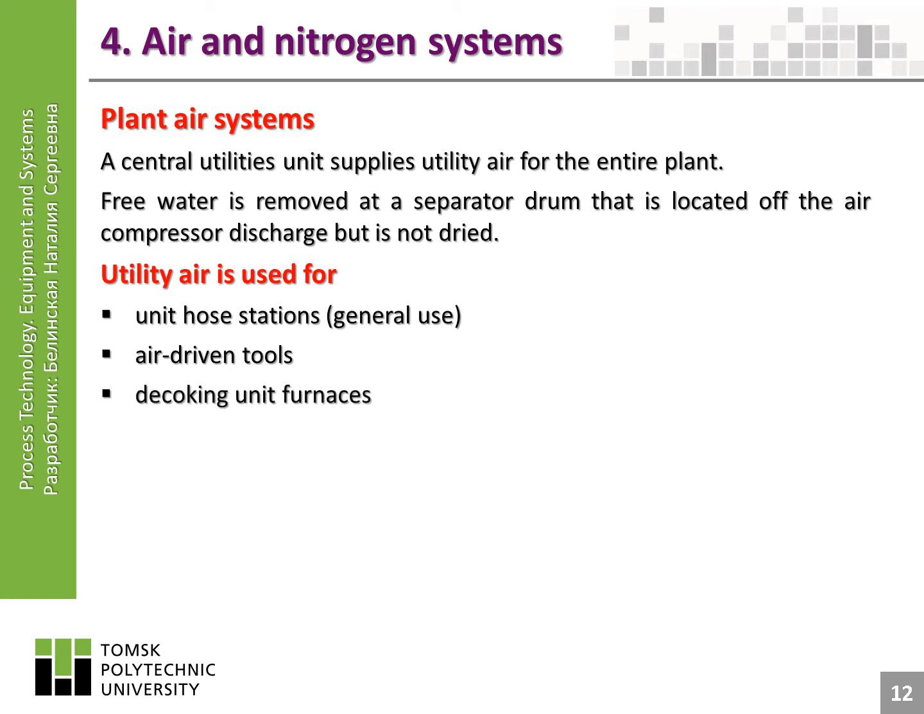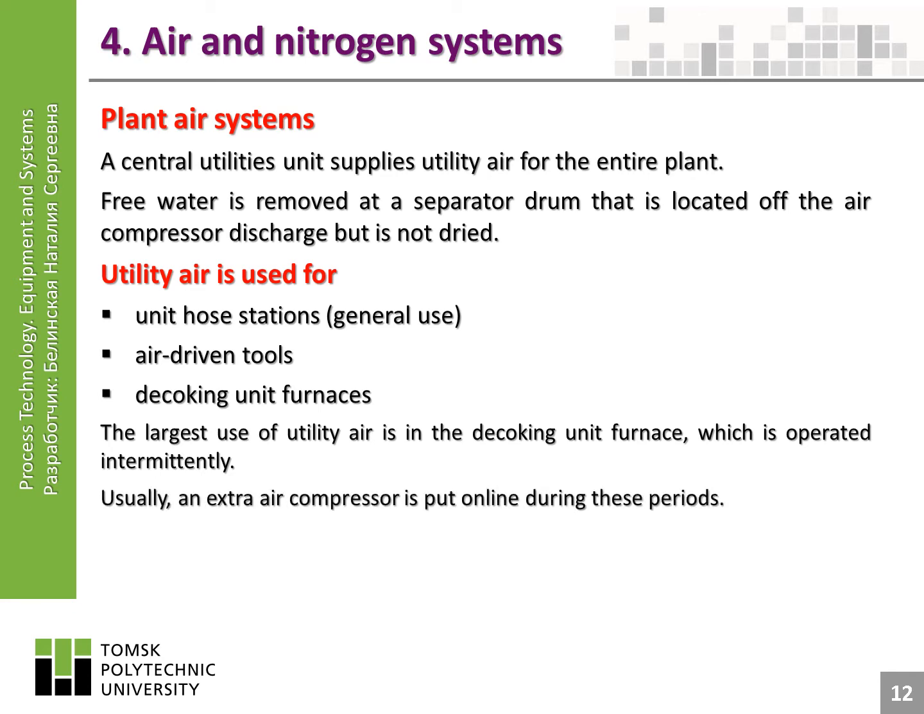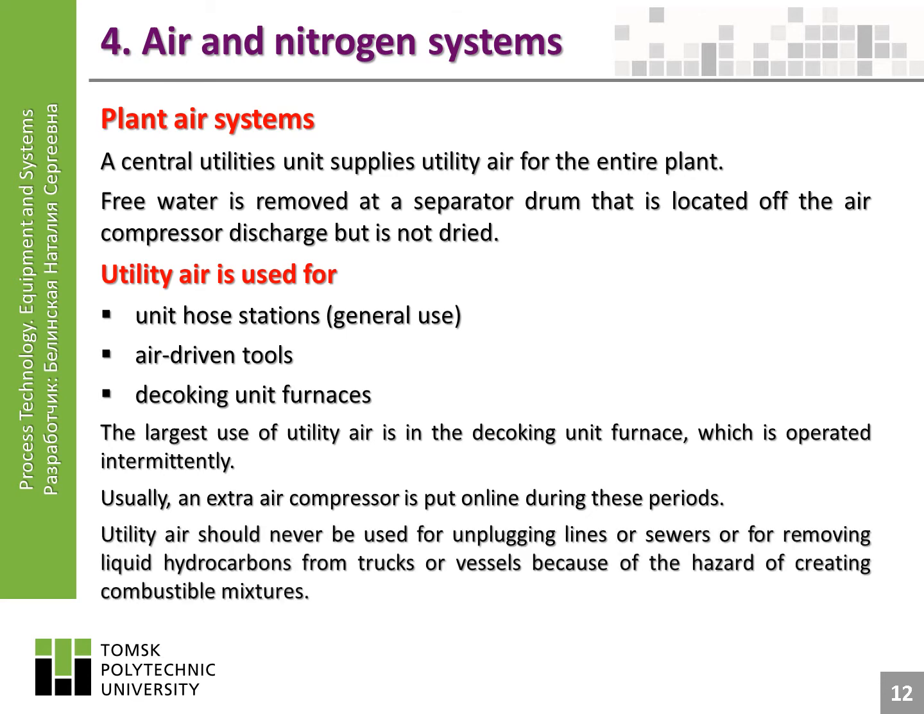Decoking unit furnaces. The largest use of utility air is in the decoking unit furnace, which is operated intermittently. Usually, an extra air compressor is put online during these periods. Utility air should never be used for unplugging lines or sewers or for removing liquid hydrocarbons from trucks or vessels because of the hazard of creating combustible mixtures.